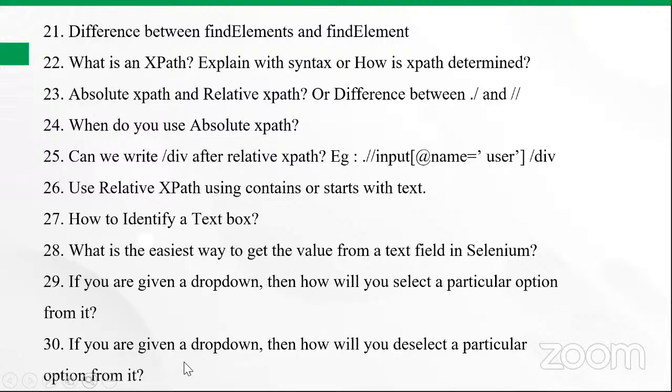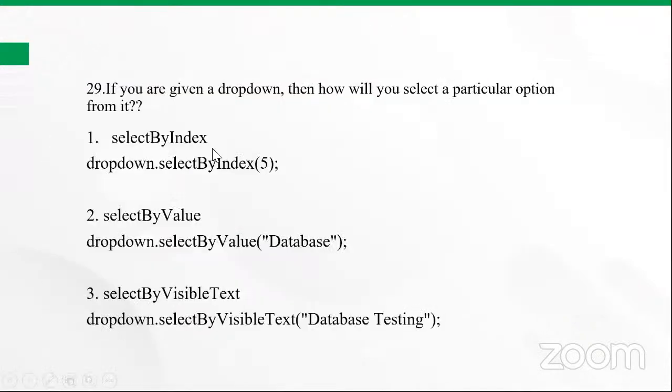If you are given a drop down, then how will you deselect a particular option from it? For deselecting, instead of select, we need to give deselect. Select by index will select, deselect by index will deselect. Select by value will select, deselect by value will deselect. Select by visible text will select, deselect by visible text will deselect. If you want to deselect, you give the deselect command. If you want to select, you give the select command.